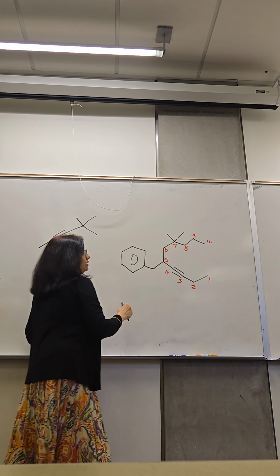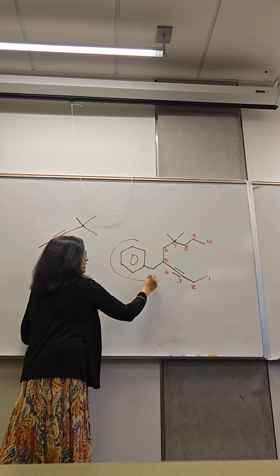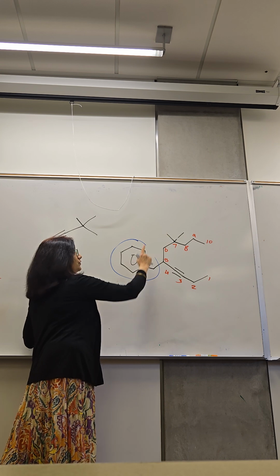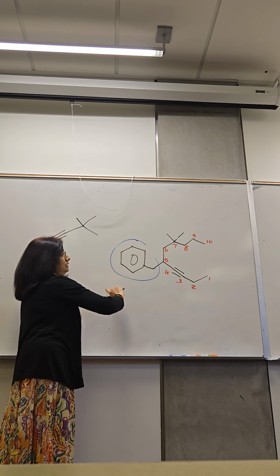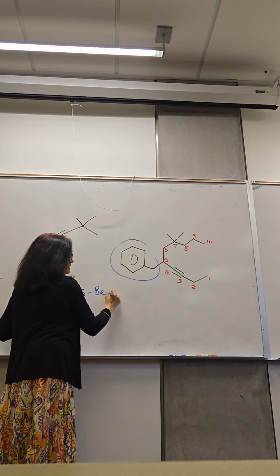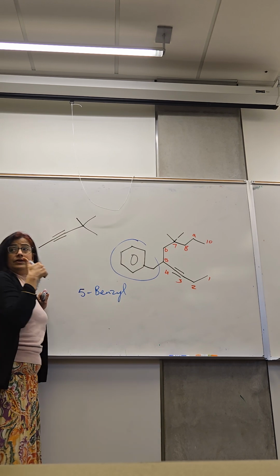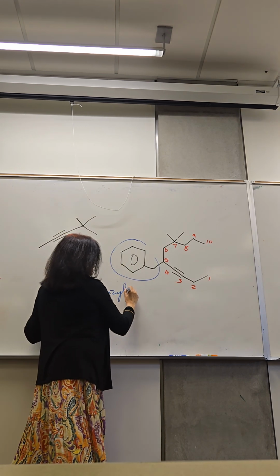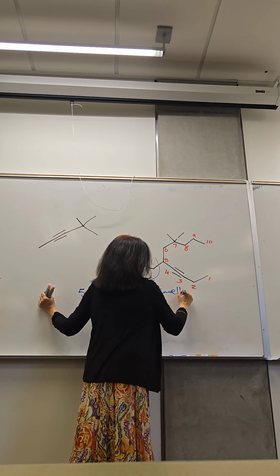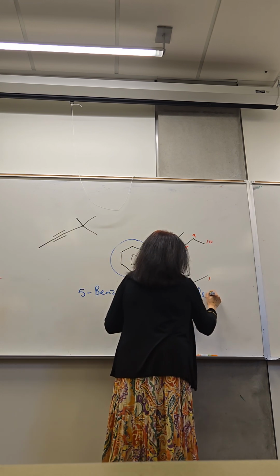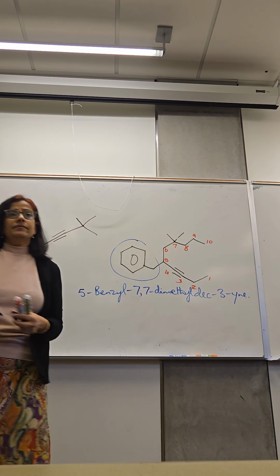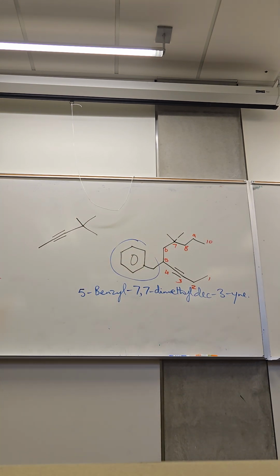7,7-dimethyl, okay. What about this guy? That's a benzyl. So who comes first, dimethyl or benzyl? Benzyl. Okay, so 5-benzyl, right? Agreed? 7,7-dimethyl what? Dec... Dec 3. Everybody agrees? Okay, next one.